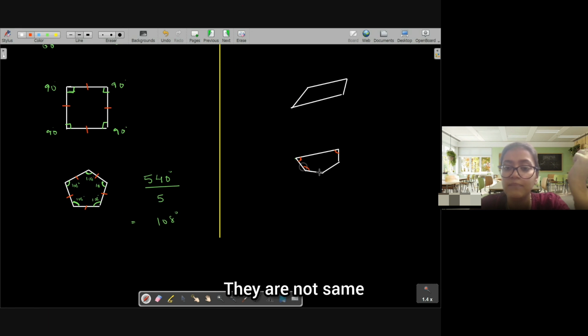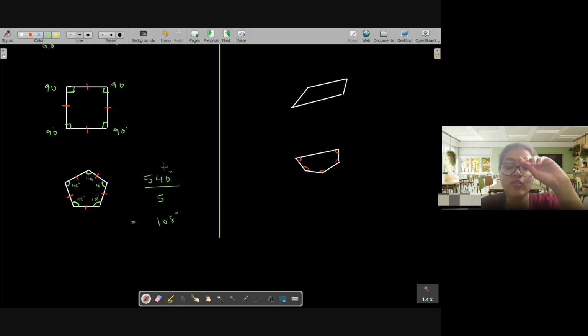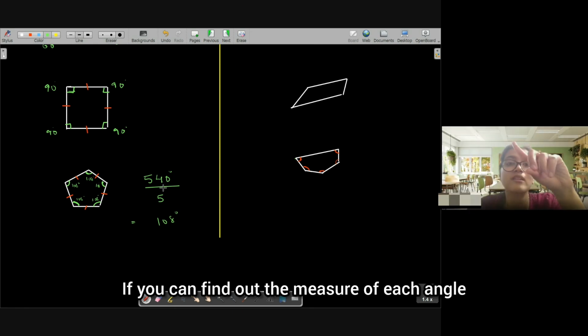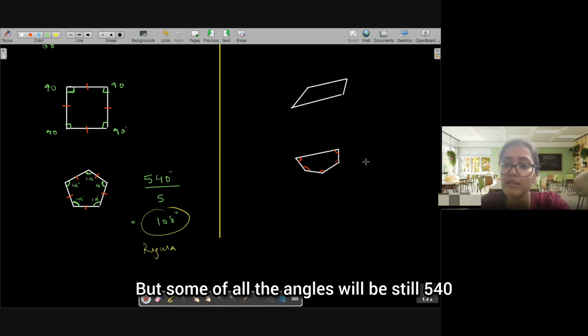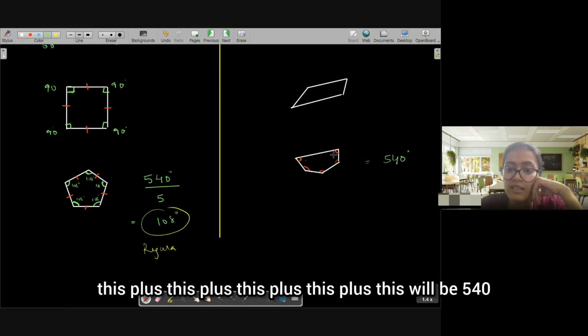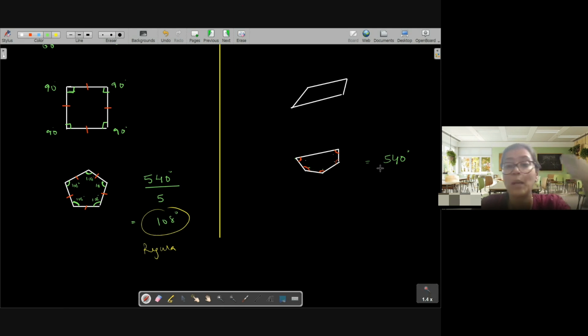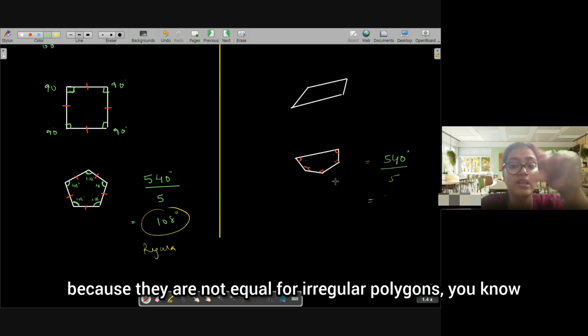They are not the same. Wait, so you can only find the measure of each angle for a regular polygon? Yes, only for a regular polygon. But the sum of all the angles will still be 540. For a pentagon, this plus this plus this plus this plus this will be 540. But now you cannot divide by 5 and say that each of these will be 108, because they are not equal for irregular polygons.